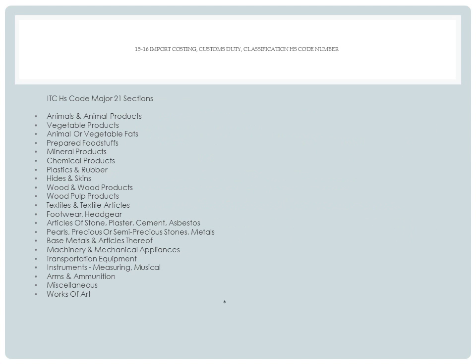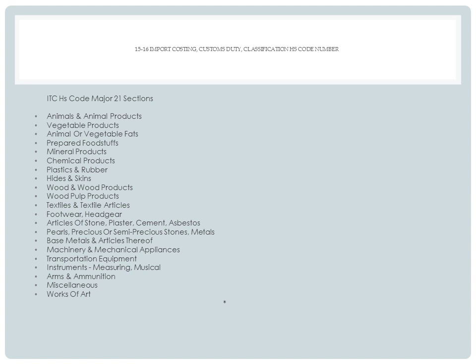Here are the ITC-HS code major 21 sections. Animals and animal products. Vegetable products. Animal or vegetable fats. Prepared foodstuffs. Mineral products. Chemical products. Plastics and rubber. Hides and skins. Wood and wood products. Wood pulp products. Textile and textile articles.